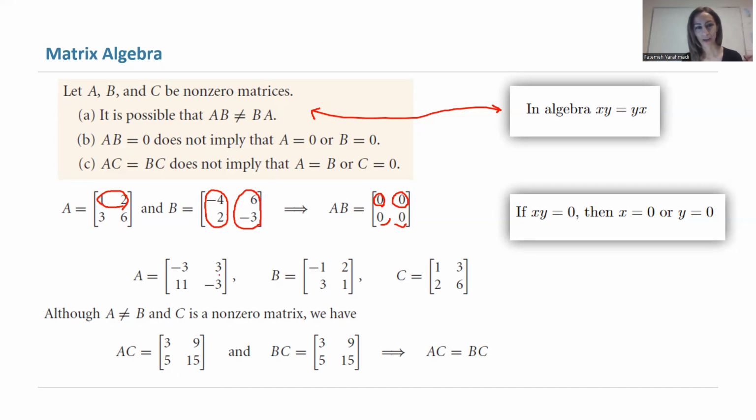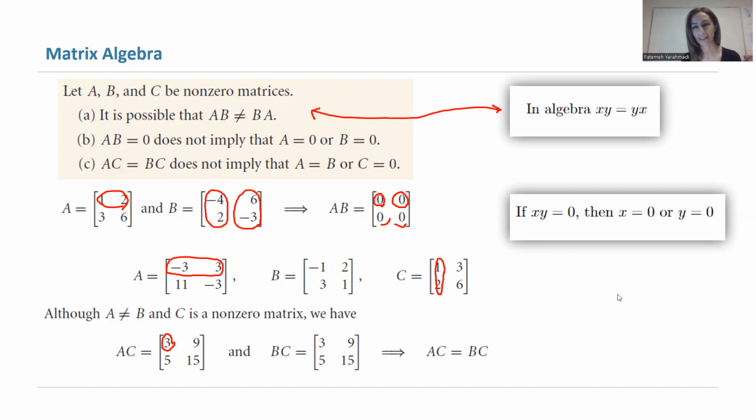Here, if you multiply -3 and 3 by the first column of C, what do you get? You get -3 times 1, which is -3, plus 3 times 2, which is 6. That gives you 3 back here. Continue the process and you can find the rest of the entries. Then you can move on and multiply B and C together.